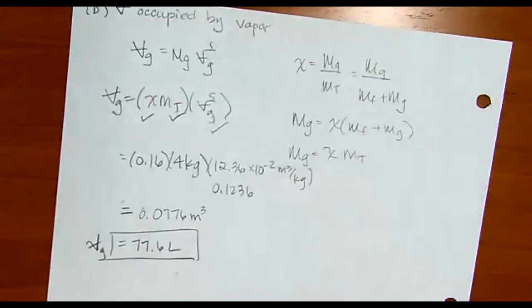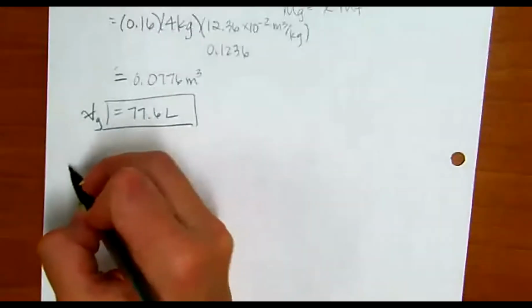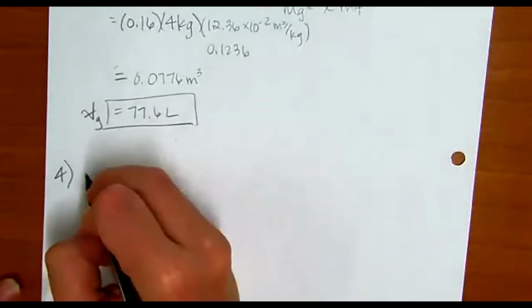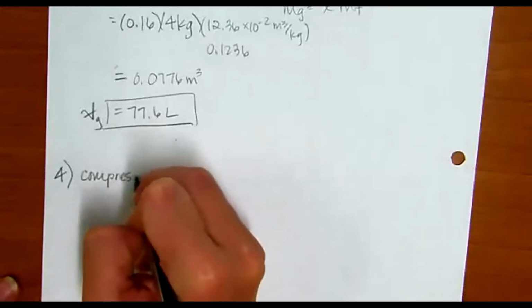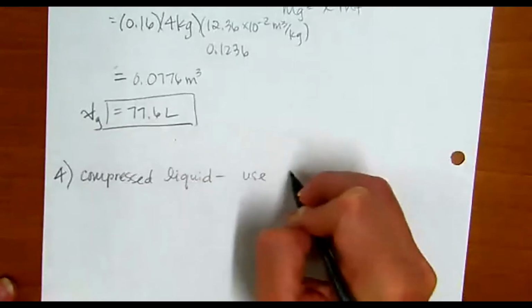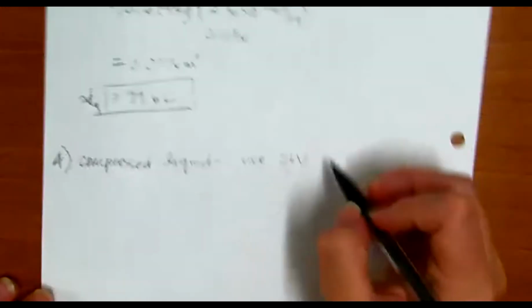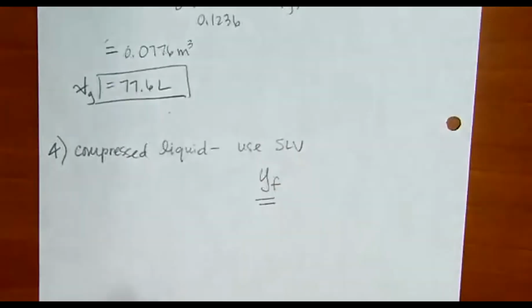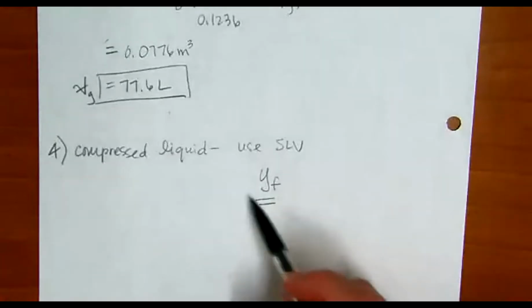All right, so we're almost done with class. I want you to try to complete number 4 by yourself. One thing I will tell you about number 4: if you have a compressed liquid, use your saturated liquid vapor table, but you're only going to use stuff with a subscript of f. And so it's entirely liquid.